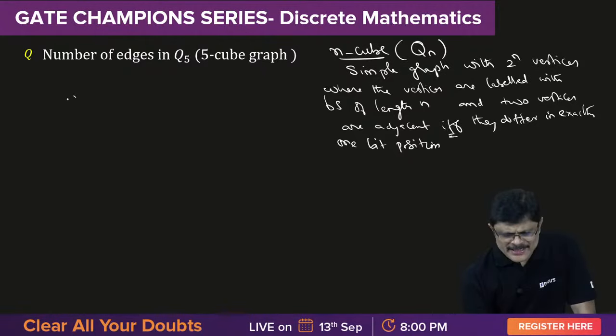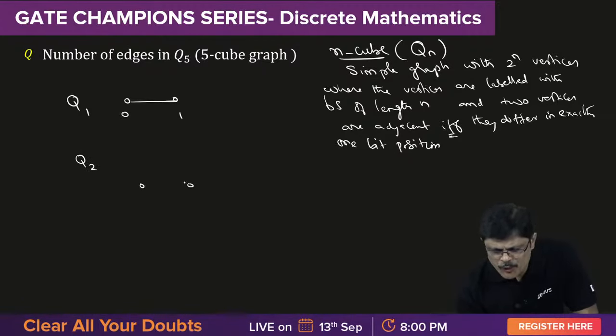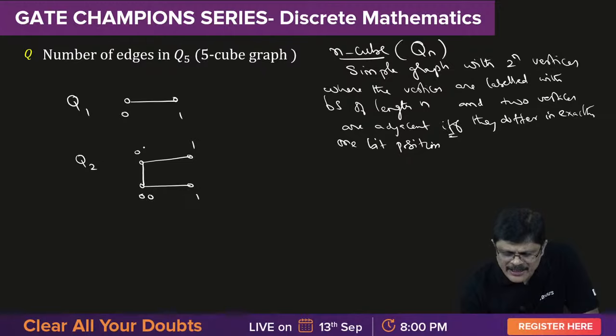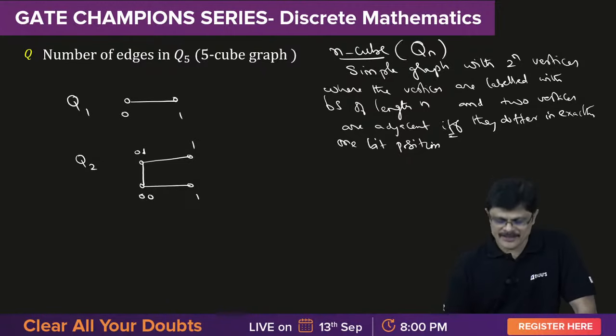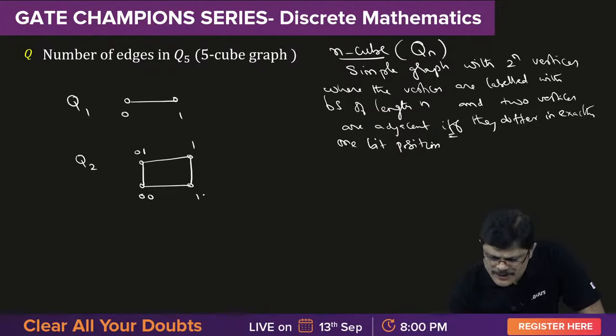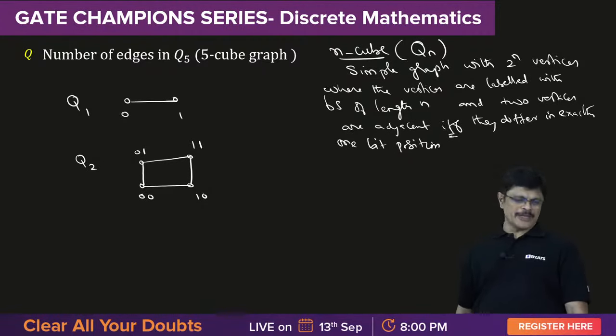So Q1 means binary strings of length 1. This is 0, this is 1. So this is Q1. For Q2, don't worry sir, you take 2 copies of Q1, that is 0, 1 and 0, 1. You join these fellows and make the next bit different. Again you join these two fellows and make the next bit different. Then you get Q2, my dear friends.